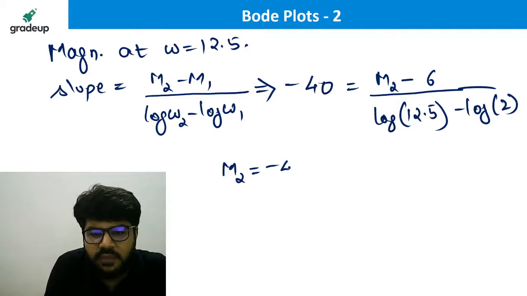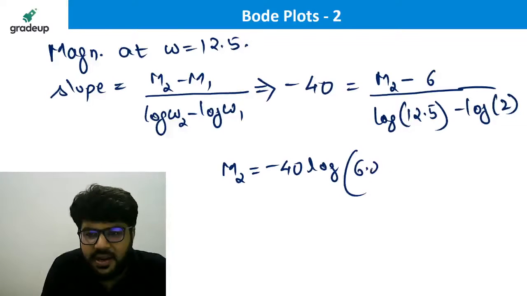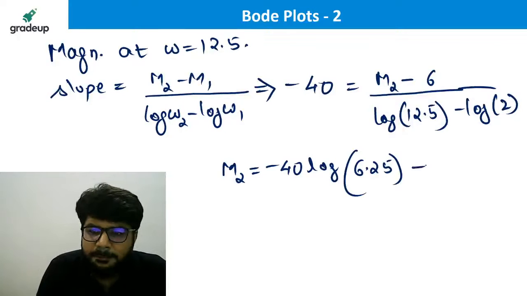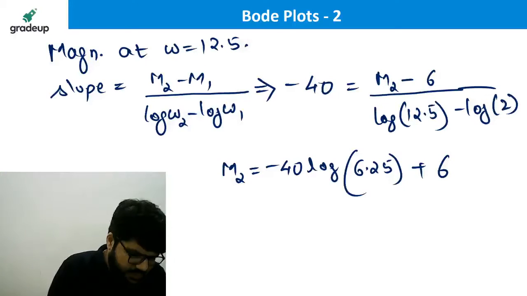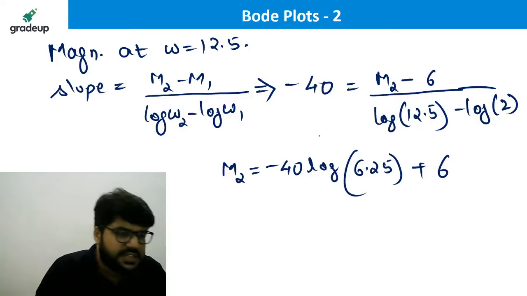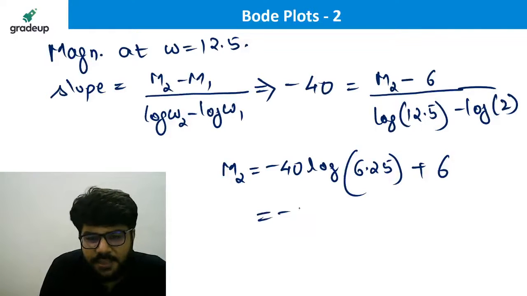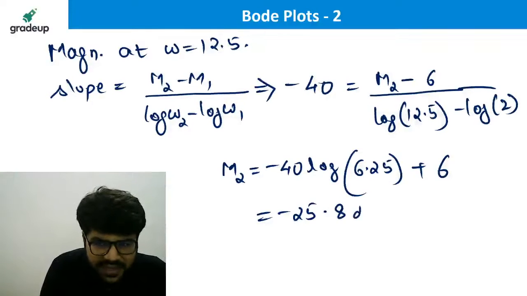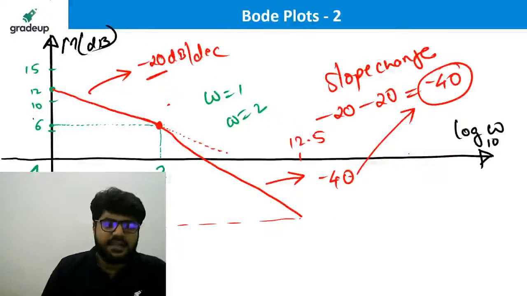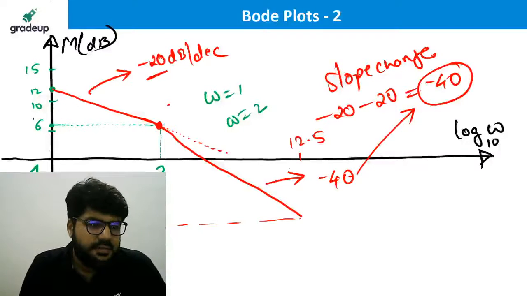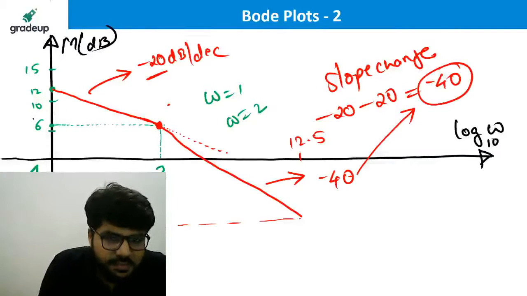M2 is equal to minus 40 log of a minus log of b, we divide them, so it becomes 12.5 by 2, plus 6 on the other side. Let us calculate this. You can use your calculators. Remember, it is base 10. So this is coming up as minus 25.8 decibel approximately.